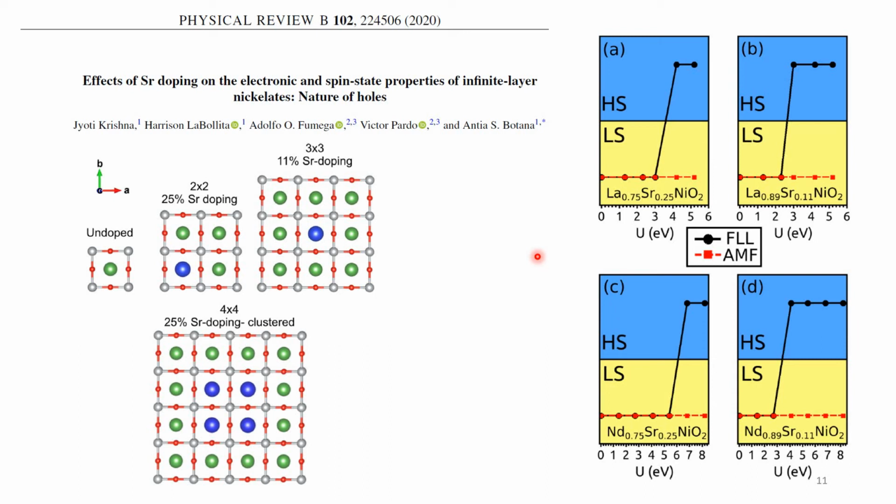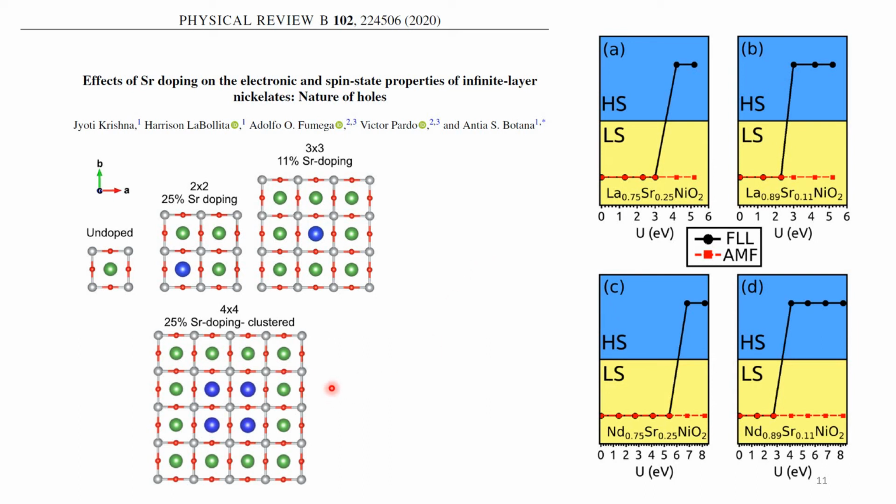Our past experience with other nickelates has shown us that the AMF provides a better agreement with experiments in this system. So our conclusion from the calculations is that always the low spin state will be favored, and nickel 2+ dopants will be low spin.